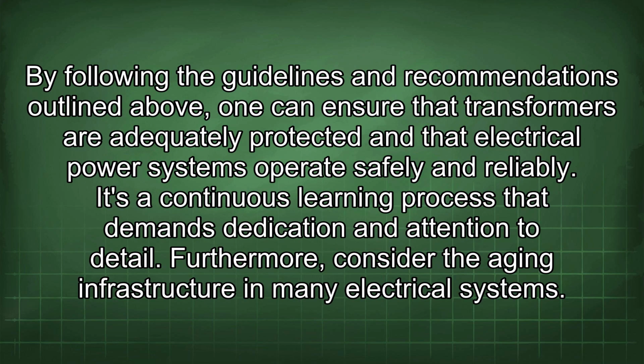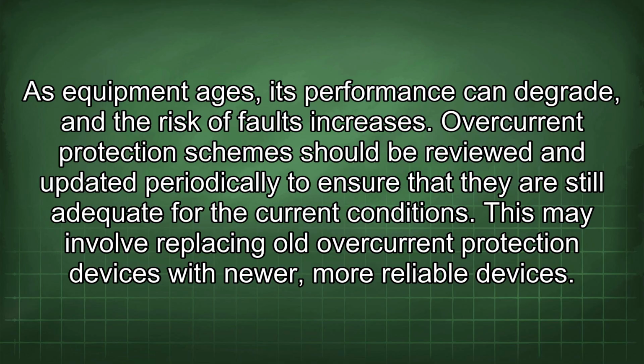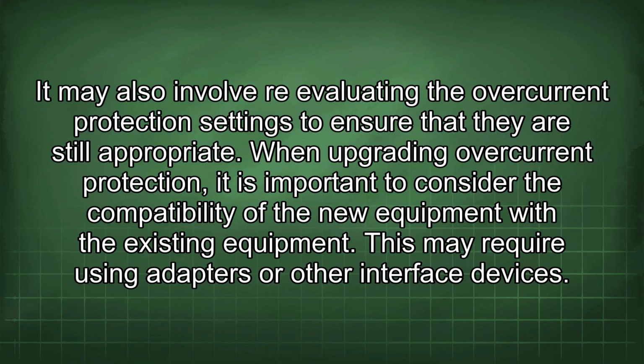Furthermore, consider the aging infrastructure in many electrical systems. As equipment ages, its performance can degrade and the risk of faults increases. Overcurrent protection schemes should be reviewed and updated periodically to ensure that they are still adequate for the current conditions. This may involve replacing old overcurrent protection devices with newer, more reliable devices. It may also involve re-evaluating the overcurrent protection settings to ensure that they are still appropriate.